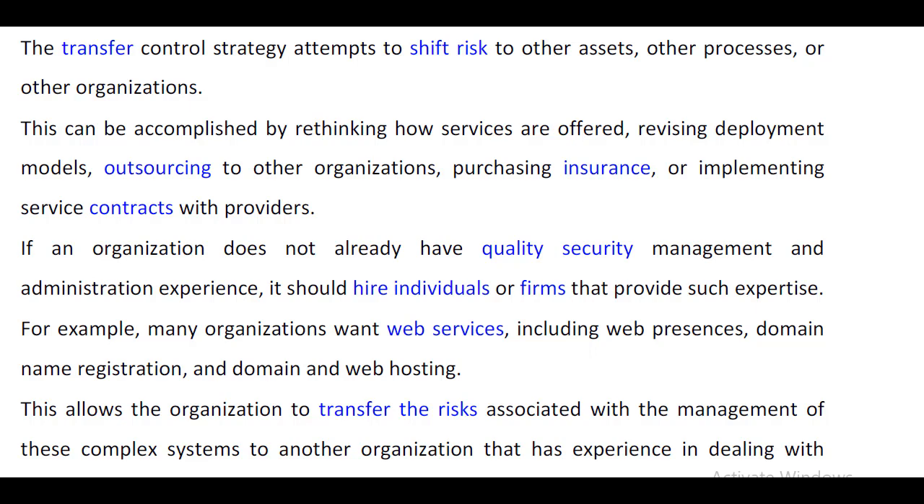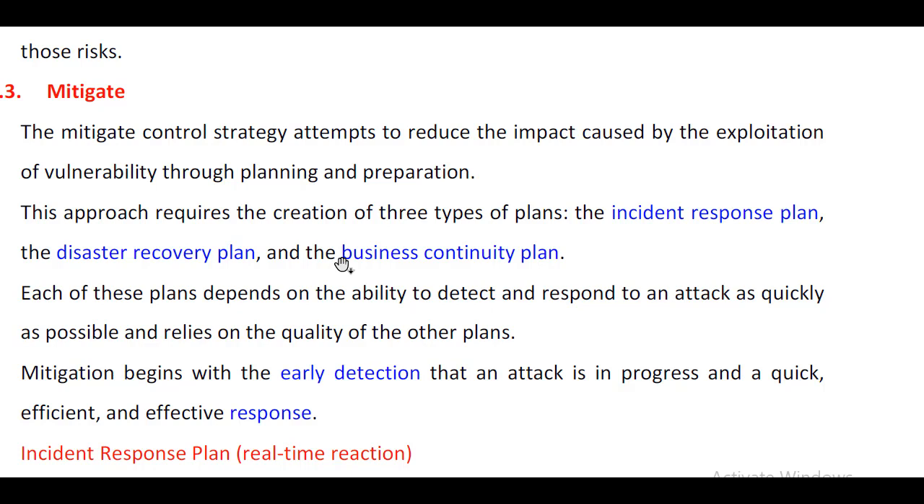The third plan or the third strategy is mitigate. Here we are trying to lessen a little bit the impact of the threat or of the damage. We are in a situation where we got hit. Here we need to know how to recover from this hit or from this attack. We have three sub plans in mitigate. We have the incident response plan, which is the first plan. The second plan is the disaster recovery plan, and the third plan is the business continuity plan.